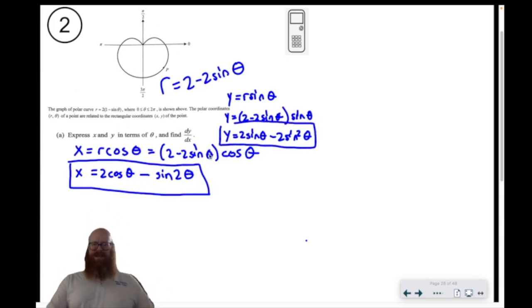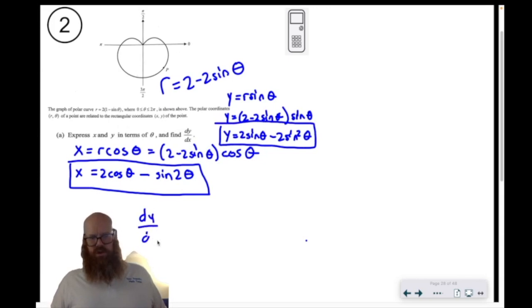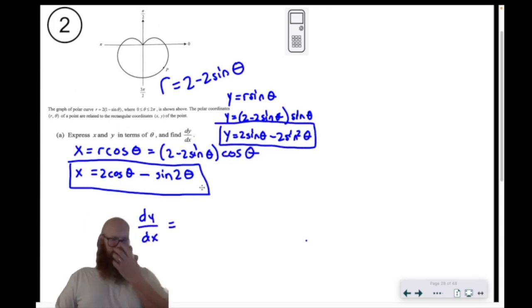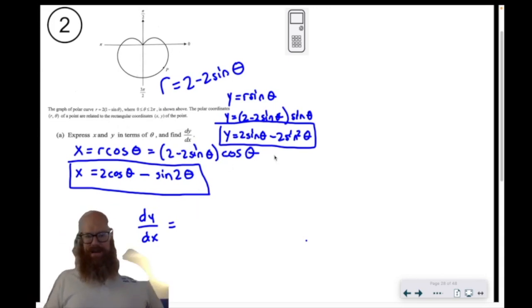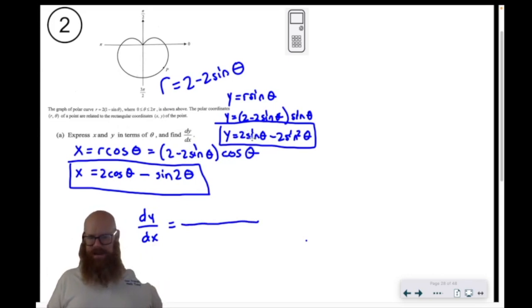Now it wants dy dx. Well, dy dx is going to be dy d theta over dx d theta. Well, dy d theta is just the derivative of this. The derivative of 2 sine theta is 2 cosine theta. And then minus the derivative of 2 sine squared theta, which is the chain rule. That is 4 sine theta cosine theta, because the derivative of sine is cosine. So I'm doing chain rule.